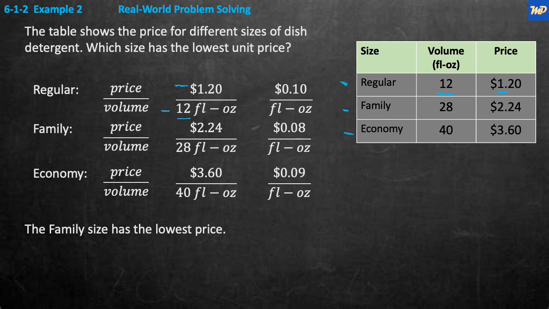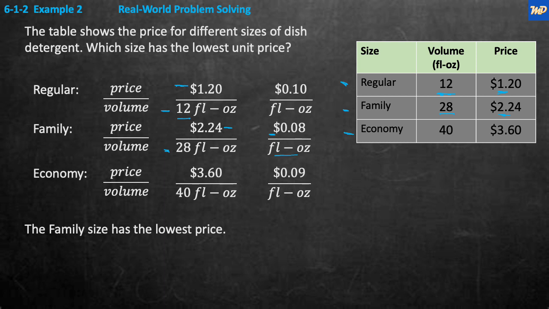Family size, the price, $2.24. Here it is, $2.24. Family size. Per what? Per 28 fluid ounces. How many fluid ounces do you get for $2.24 in the family size? Well, it's $2.24 divided by 28 fluid ounces, and that is $0.08 or 8 cents per fluid ounce. Okay? And the units here are dollars per fluid ounce.